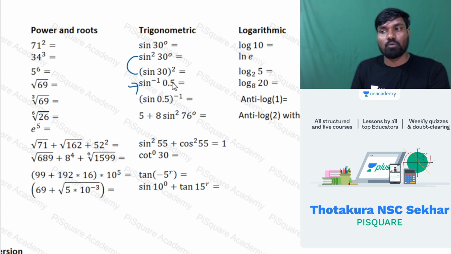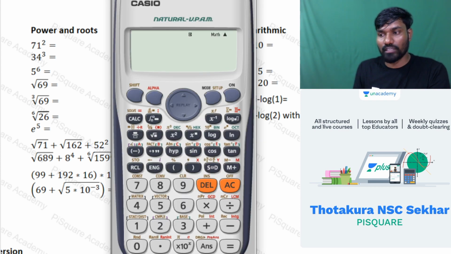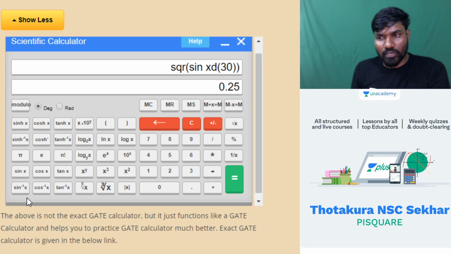Next one, this one: sine inverse 0.5. Look at the inverse operation. Here this is the inverse operation.